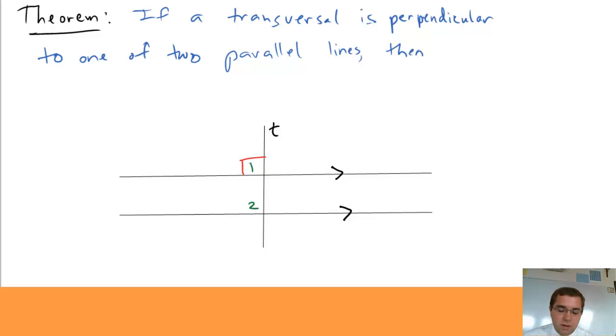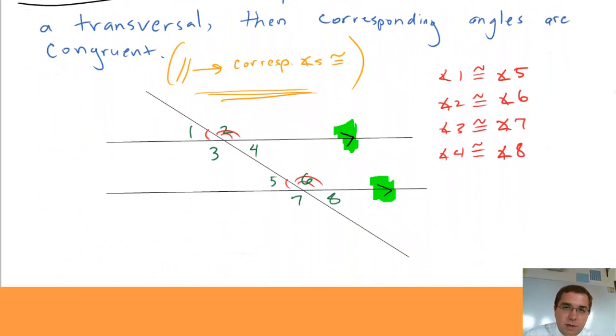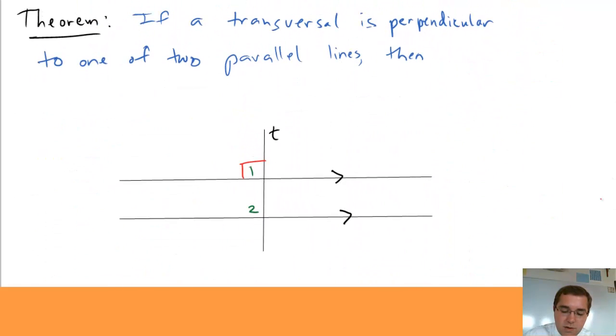We know angle 1 and angle 2 are congruent. Why? Because they're corresponding angles, right? So if angle 1 is perpendicular, angle 2 also has to be. If angle 1 is a right angle, angle 2 also has to be a right angle. So if it's perpendicular to the top line, it also has to be perpendicular to the bottom line. Because angle 1 and angle 2 are corresponding angles, and our postulate told us corresponding angles were congruent. They're corresponding angles because they're in the same relative position, above the line and to the left of the transversal.